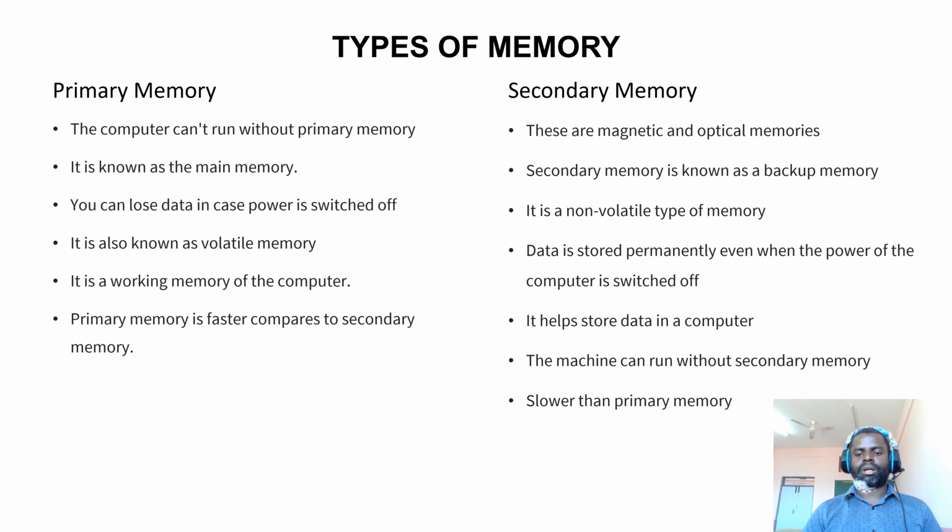The machine can run without secondary memory. So there is no need to have secondary memory. Without secondary memory also, we can use the computer. And it is slower than primary memory. That is, the speed of your secondary memory is lesser as compared to primary memory.